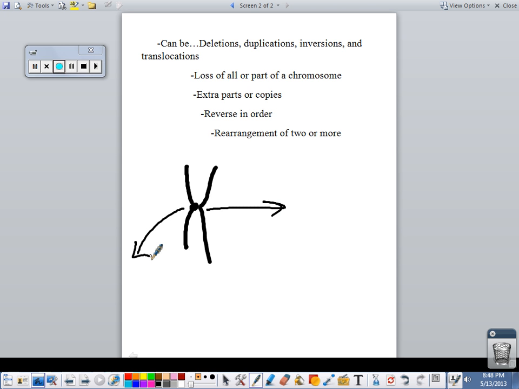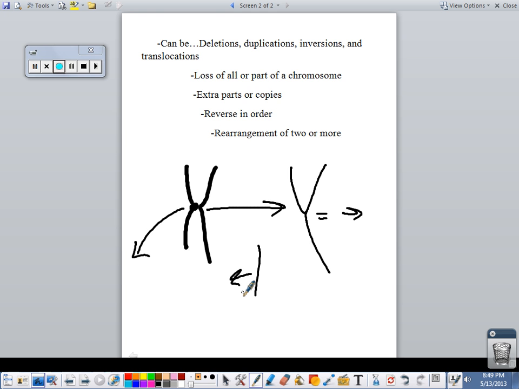But say this one doesn't come apart. Three go that way, and then only one piece goes this way. That's a deletion, and some of it's lost. This cell and all the other chromosomes are correct, but if this cell happens to fertilize the egg, it's missing part of the chromosome. That's a deletion, it's a mutation.